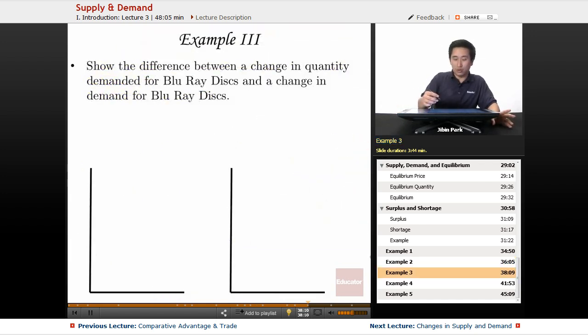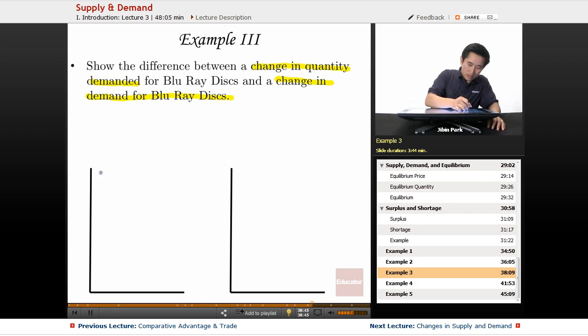Okay, another example. Show the difference between a change in quantity demanded for Blu-ray discs and a change in demand for Blu-ray discs. Okay, so I didn't really go over this very specifically, but again, this is something that you'll probably come across maybe one or two for multiple choice questions. Generally speaking, you're not going to see this type of question in a free response for macro. But it's something that is covered in usually the multiple choice section with a question or maybe two.